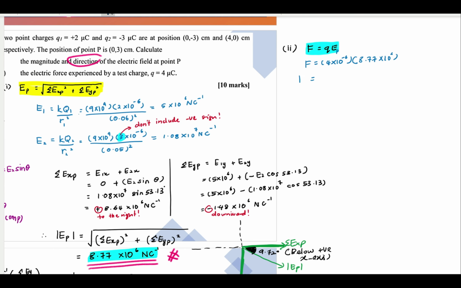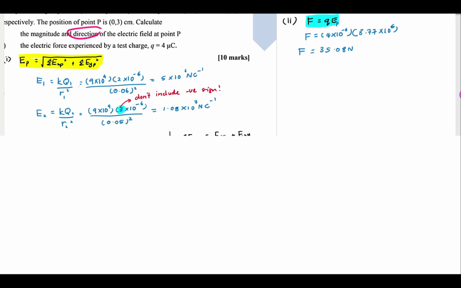Okay, and then finally, we can calculate, so jom kita kira 4 exponent negative 6 times 8.77 exponent 6, okay, so you akan dapat 35.08 Newton. So 35.08 Newton is the magnitude. Okay, so this is the magnitude.